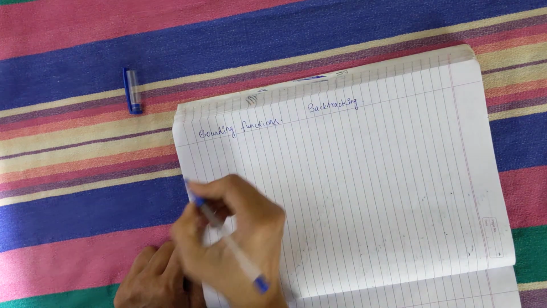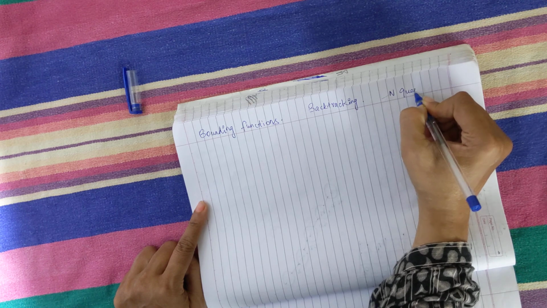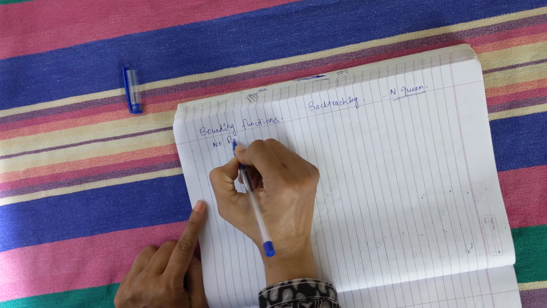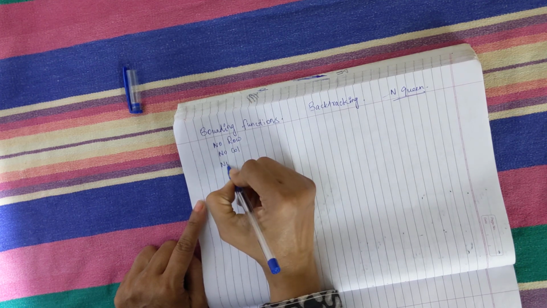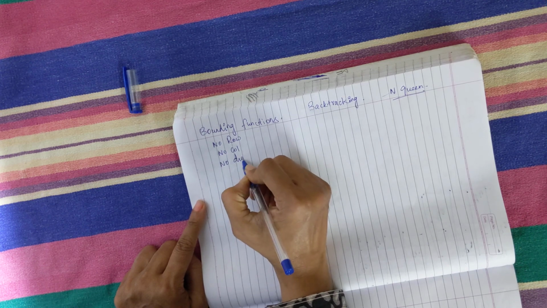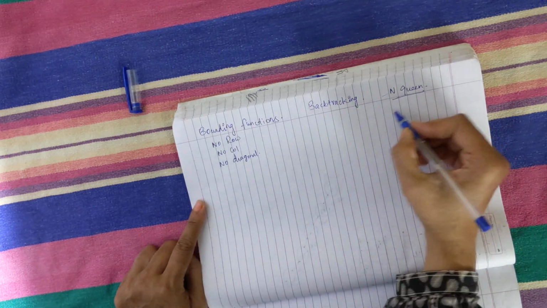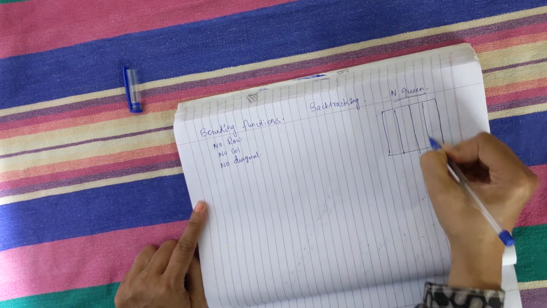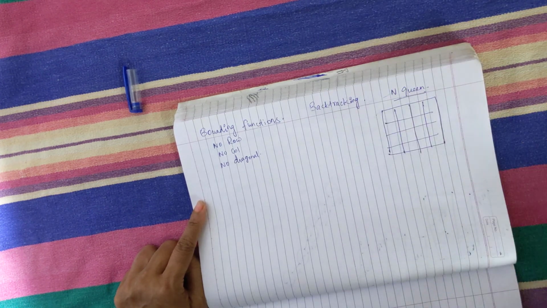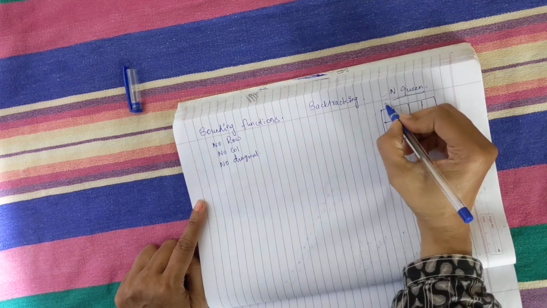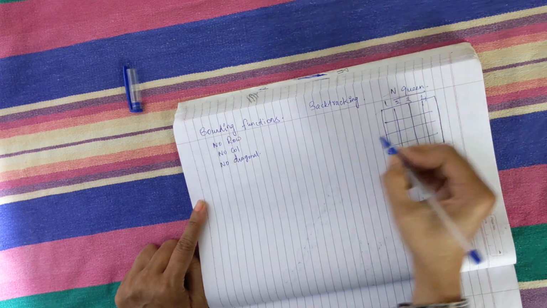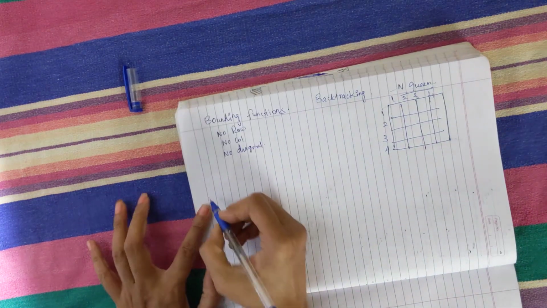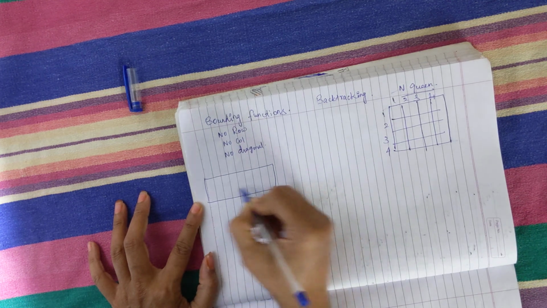So for the N-Queen problem, what are the possible bounding conditions? We know queens cannot stand in the same row, the same column, or the same diagonal. For problem solving we are taking a 4 cross 4 matrix and trying to place 4 queens on it. First column, second column, third column, fourth column, first row, second row, third row, fourth row, and the possible solutions I get, I will put in the box.